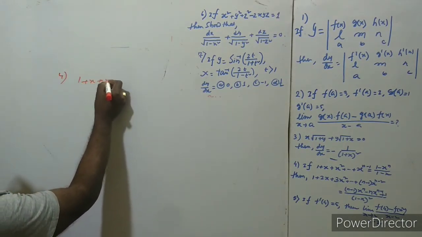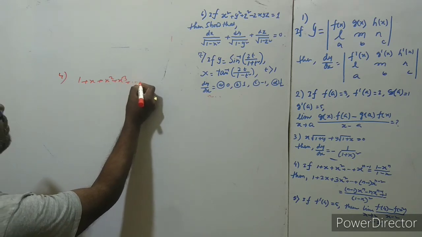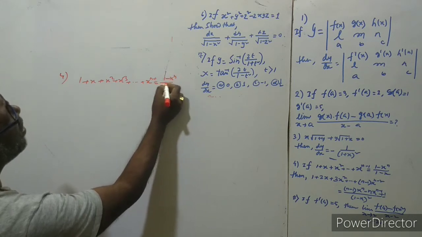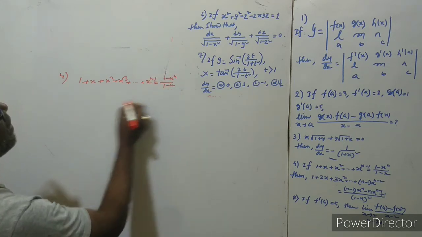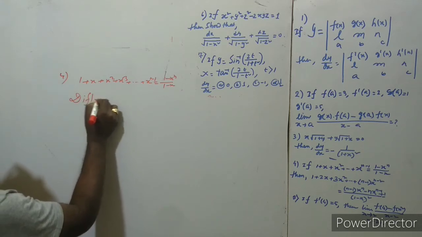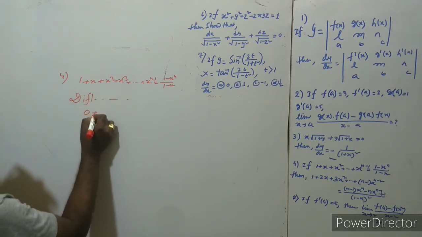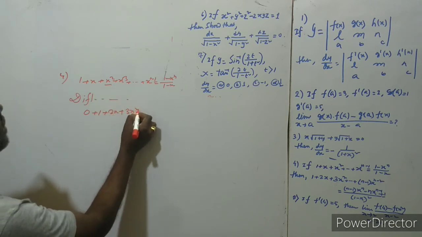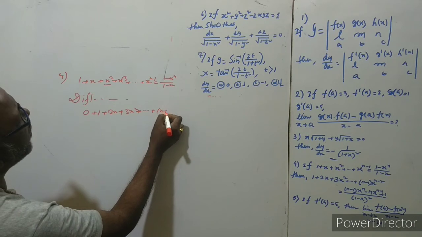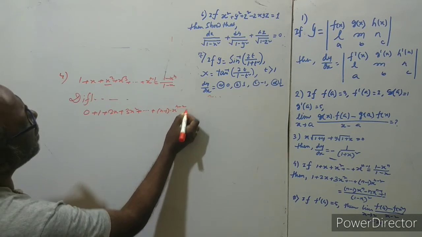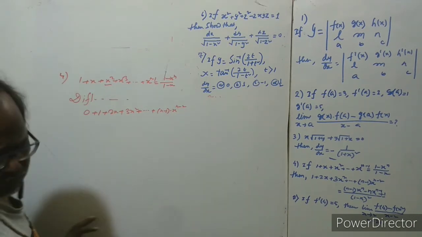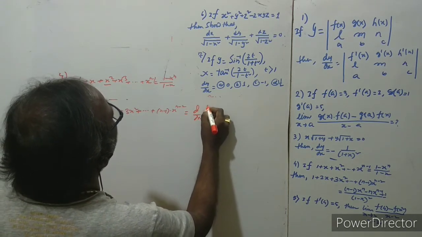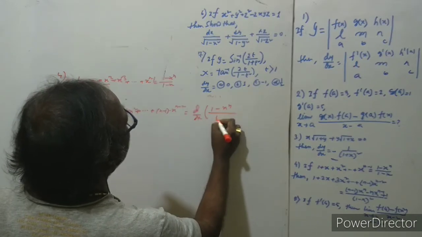1 plus x plus x square plus x cube and so on up to x to the power n minus 1 is equal to 1 minus x to the power n by 1 minus x. Differentiate both sides with respect to x. Then here 0, this is 1, this is 2x, this is 3x square, and this is n minus 1 into x to the power n minus 2. On the right side, it is d by dx of 1 minus x to the power n by 1 minus x.